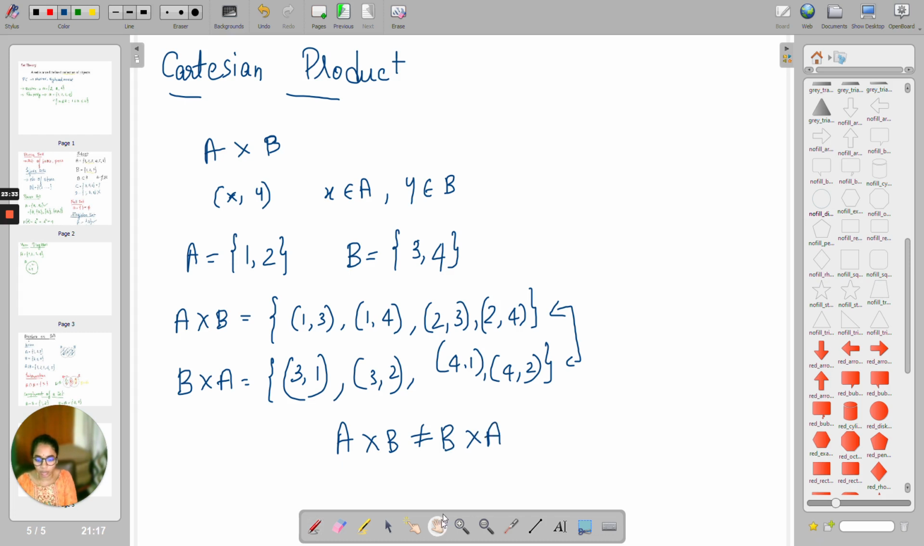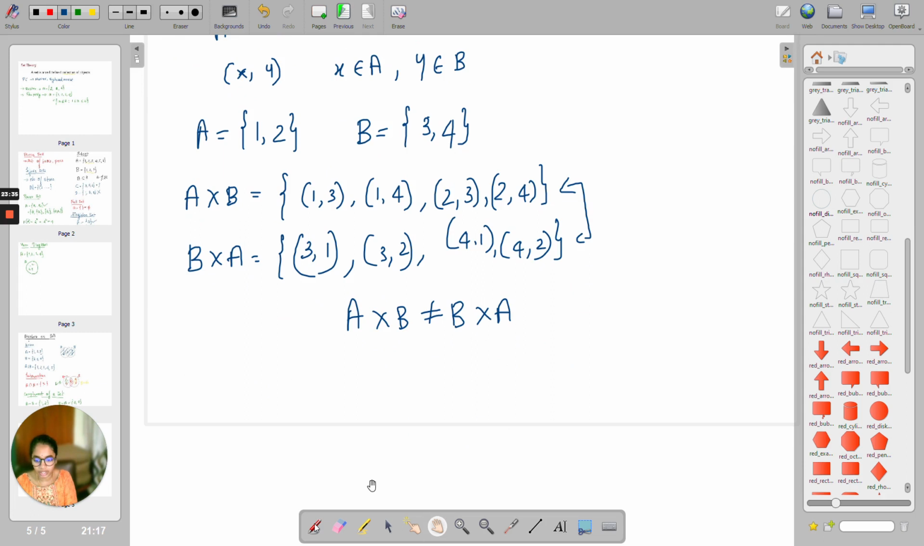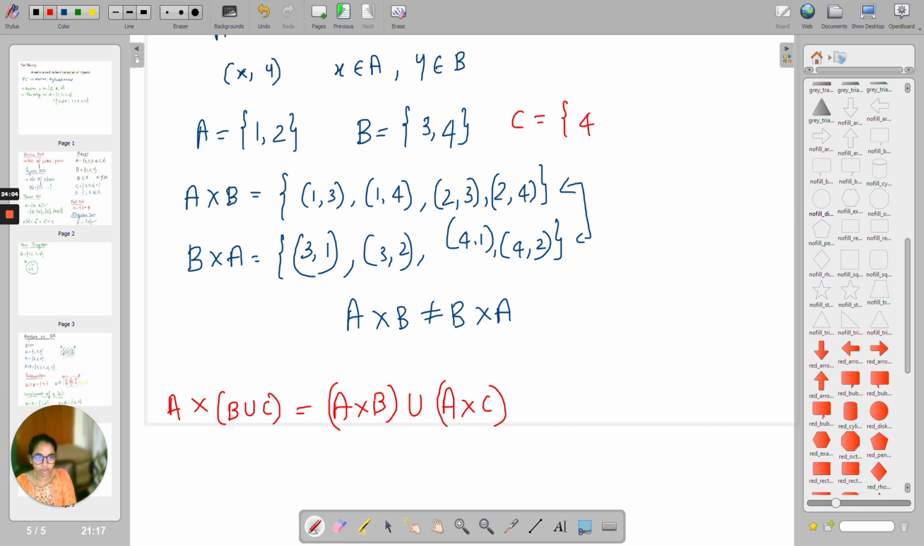Right? Now what if I have A cross B union C? How would I write this? I would write this as A cross B union A cross C. Now how did you get this? Take another set C, something like 4, 5, and can you try this?